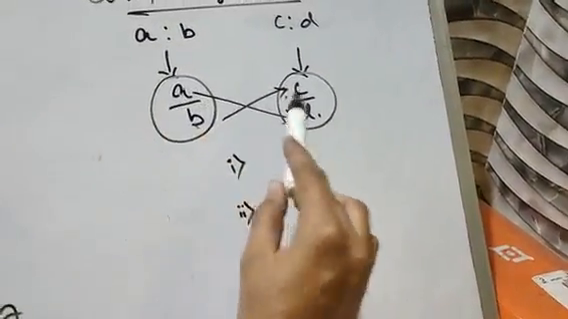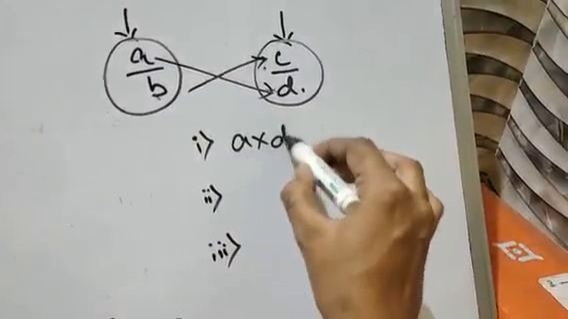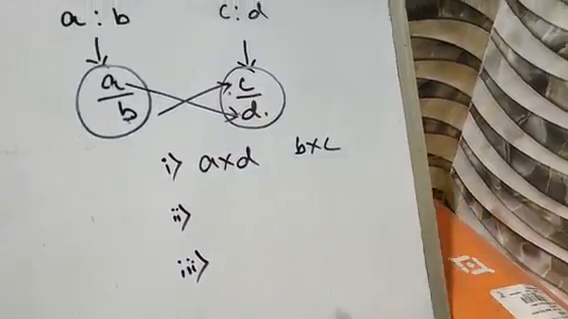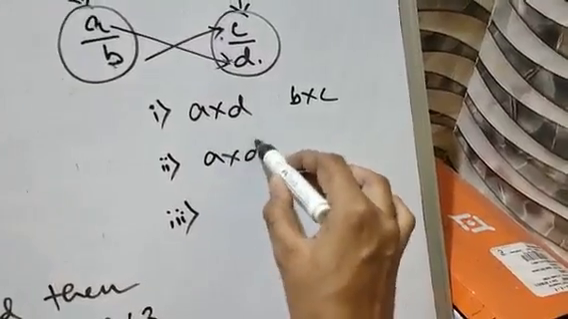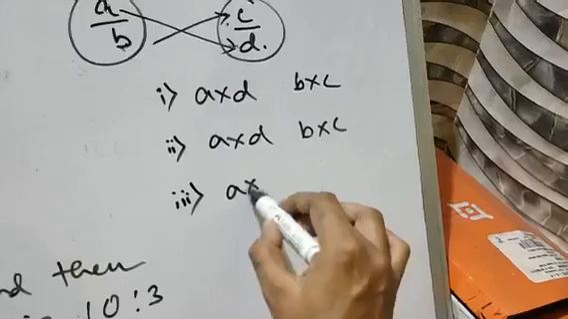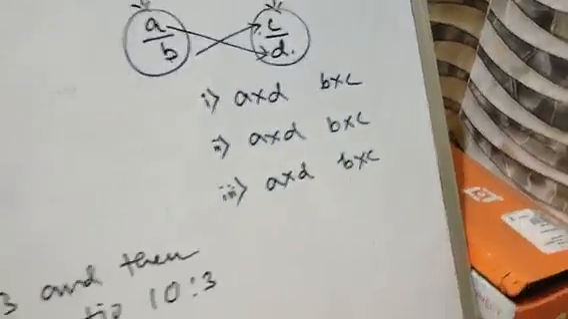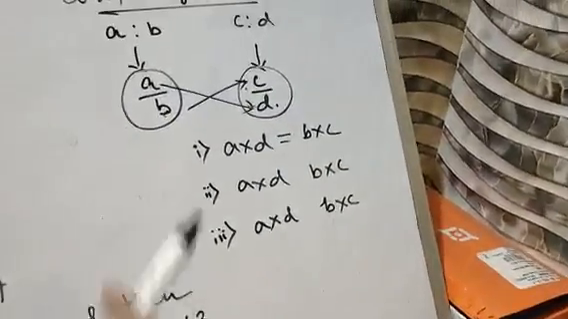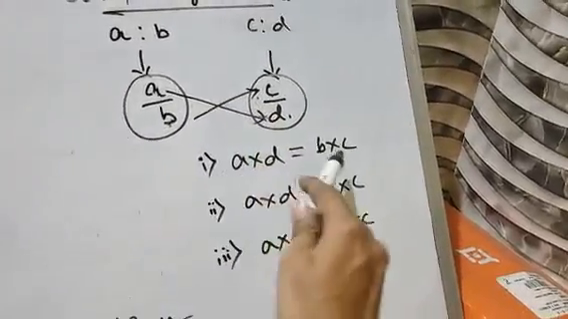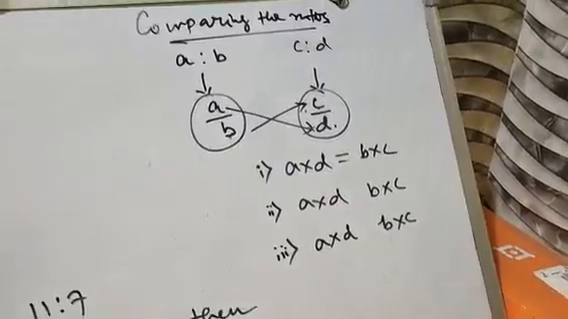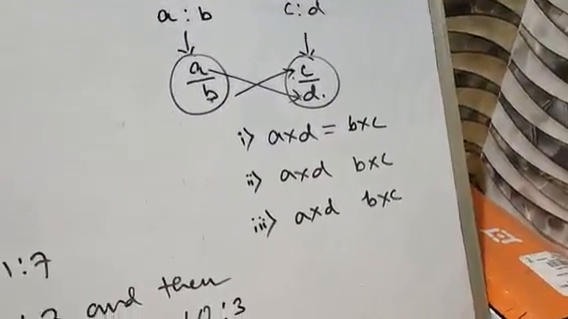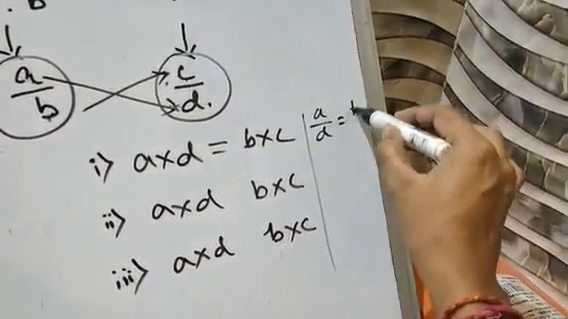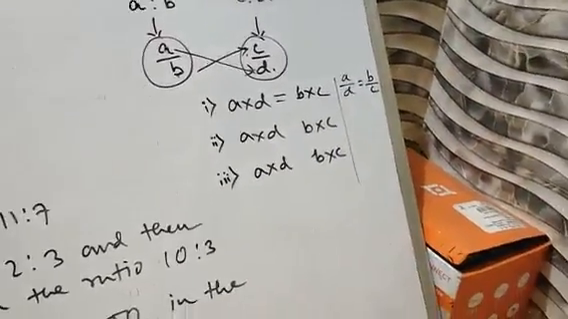So if we multiply A and D, it will be A into D. And if we multiply B into C, it will be B into C. Now first case, if A into D and B into C both are equal, that means if you multiply these two and these two and both are equal, in that case the two fractions will be equal. That means we can write A by B will be equal to C by D. Clear? This is the first case.